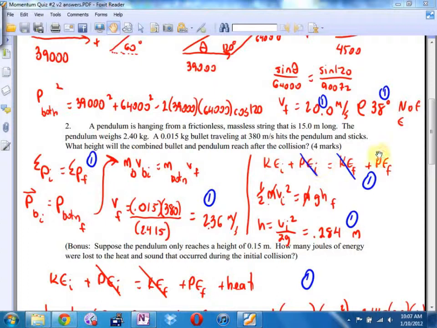And wonderfully, at the end, you're stopped, so your kinetic is gone. Oh, and at the beginning, you're on ground level, so your potential initial is zero. A half m v initial squared equals m g h final. Yay, masses cancel. You end up with the height equaling v i squared over 2g, and you get a height of 0.284.